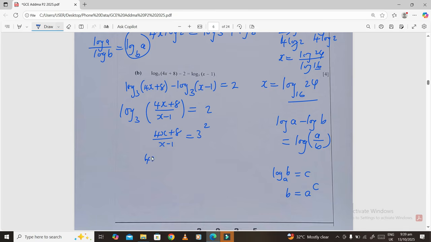So that is 4x plus 8 over x minus 1 equal to 9. You cross multiply, this is 4x plus 8 equal to 9x minus 9. So this is 4x minus 9x is equal to minus 9 minus 8. And this is giving us negative 5x is equal to negative 17. Divide by negative 5 by negative 5. The value of x is coming out to be equal to 17 over 5.